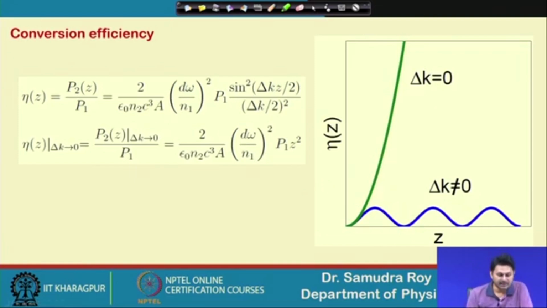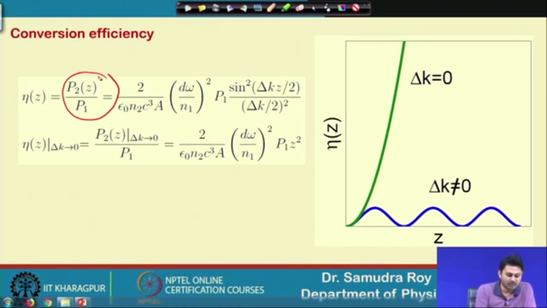So, the next thing is to find out what is the efficiency. Efficiency is nothing but the ratio of the two powers. So, P 2 is the generated power at second harmonic and P 1 is the launched power or pump power. So, the ratio between these two is called the efficiency. If I calculate the efficiency from the previous calculation, we will find that again efficiency is a function of the power, and this power is the power of the fundamental wave or the pump.